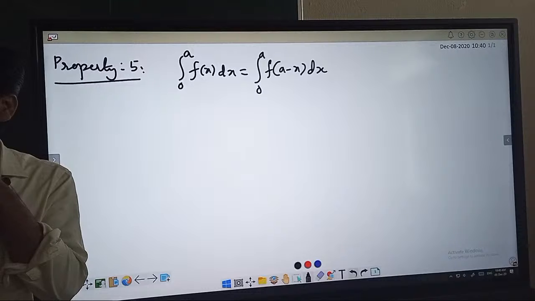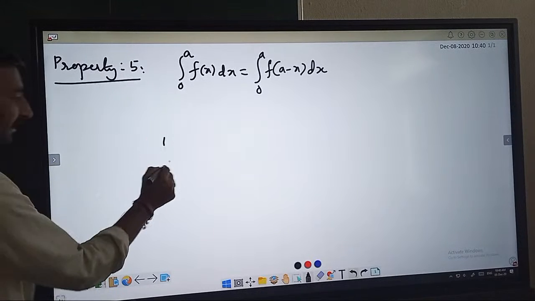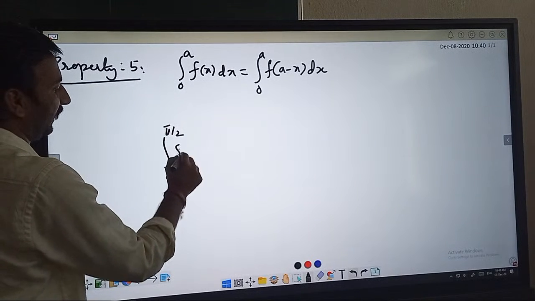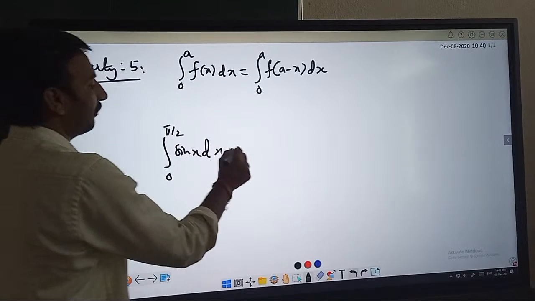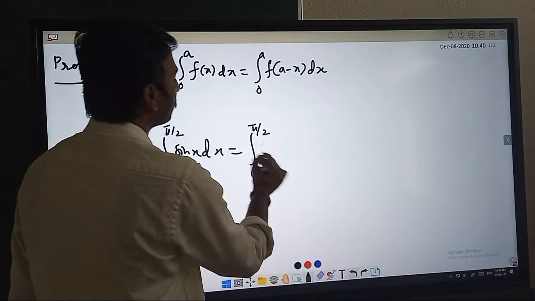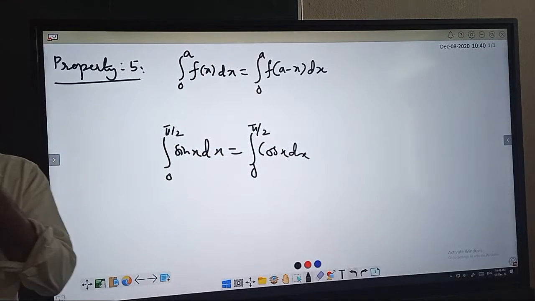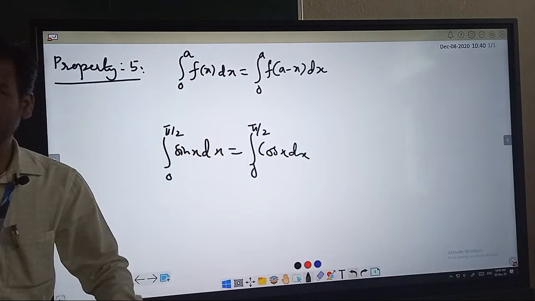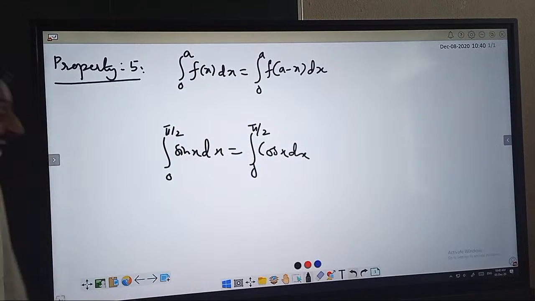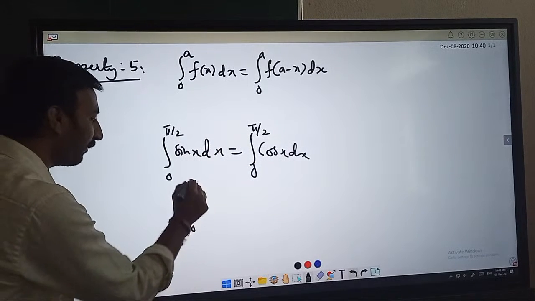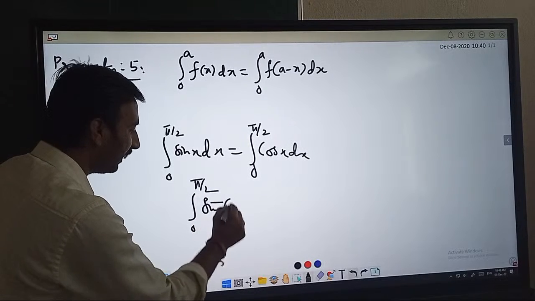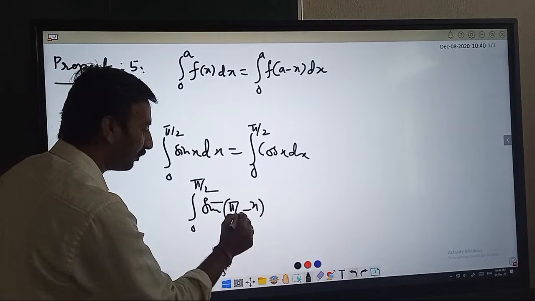Isn't that fun? See how. See, if it is the integral from 0 to pi by 2 of sin x dx, it is the same as the integral from 0 to pi by 2 of cos x dx. Right? How, sir? Sin and cos, how? Sin is not cos, why? Look here. Suppose you have the integral from 0 to pi by 2 of sin of (pi by 2 minus x). Can't I write it?